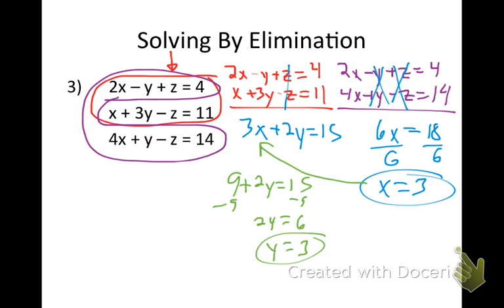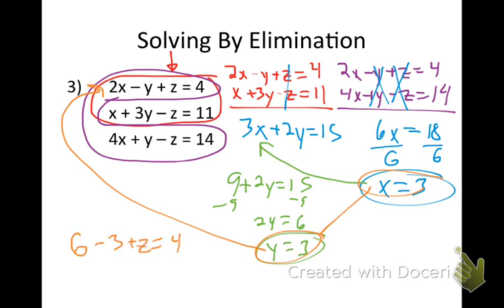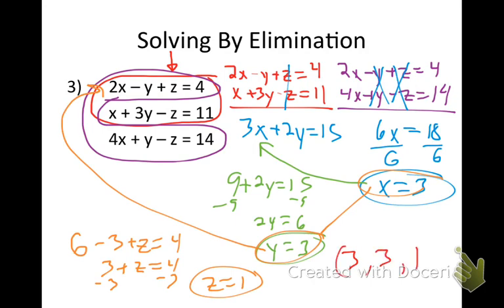Now I have two variables. I'm going to take both of those and plug it back into one of the original ones. I'm going to plug it into the top one. So that gives me 6 minus 3 plus z equals 4. So I get 3 plus z equals 4. Subtract 3. I get z equals 1. Now I get my ordered triple: 3, 3, 1.